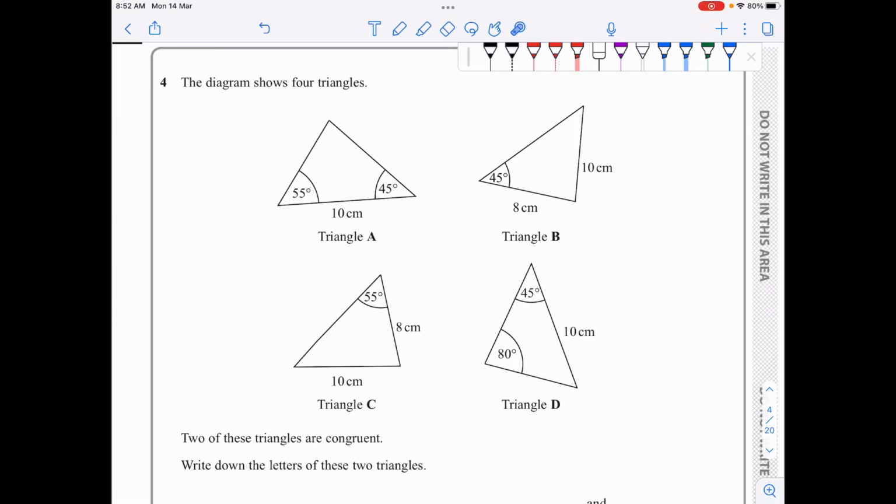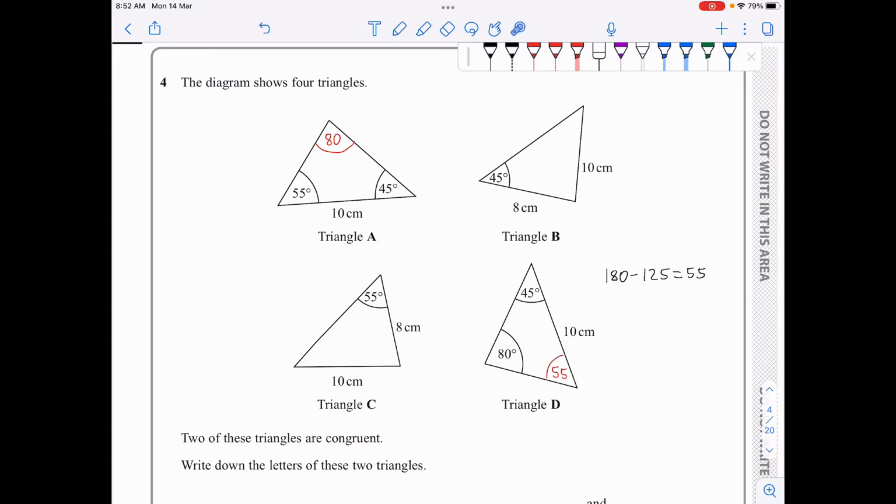In number 4, we need to determine the two triangles that are congruent. So we really need to be looking at the angles to start off with. So this is 55 and 45, together give you 100. So this must be 80 here. I will do the same in triangle D, because that's the only triangle where I know both angles. 80 and 45 is 125. Take away 125 from 180, I get 55. That's a good sign. I've got 3 angles which are the same, the 80, the 55, and the 45.